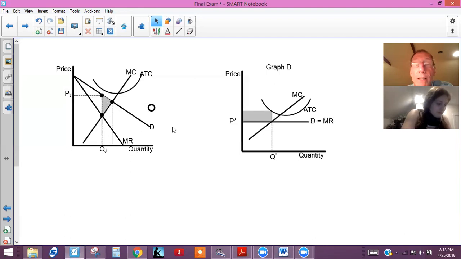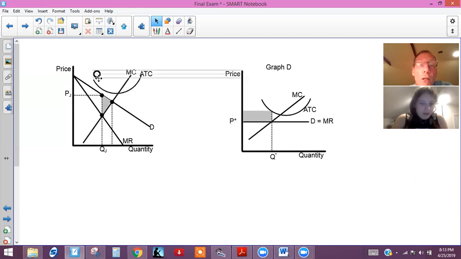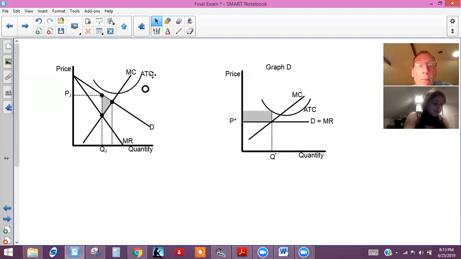Now, when you're looking at these graphs, I'm warning you, they're going to be tricky. So look at the one that's got the right curves, right? The marginal cost curve is always going to be upward sloping. The average total cost curve starts out going down, then it goes back up. And the demand curve is always above the marginal revenue curve. So wherever the marginal cost curve intersects marginal revenue is where a monopoly is going to produce, okay? And then the price is going to be up here on the demand curve.